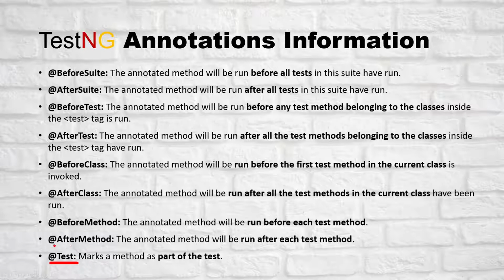That will go and find the method with the after method annotation, and then it will look for after class. Okay, a method with after class. See, all the test methods in the current class have been run. Similarly, after method, after class, we have after test. After all the test methods belonging to the test class inside the test tag have run.